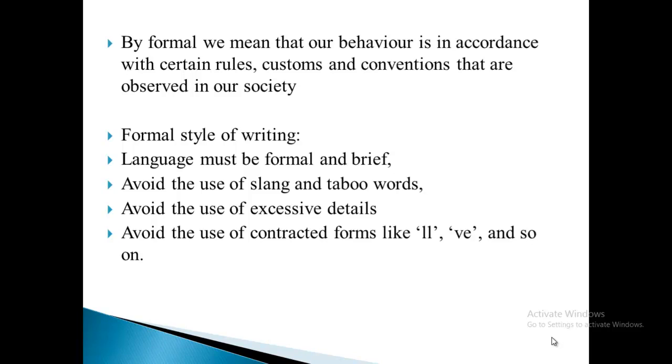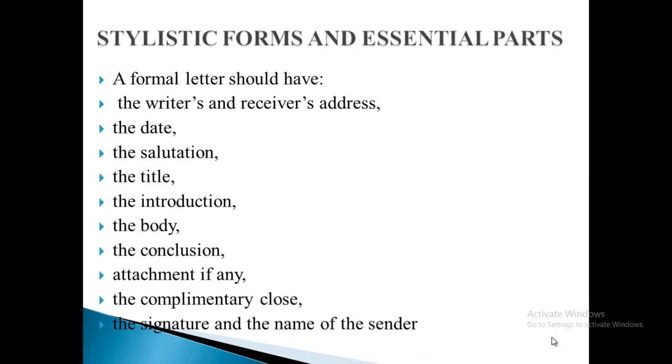Formal style of writing. In any piece of writing that is a formal one, make sure your language is formal and brief. Avoid the use of slang and taboo words. Avoid the use of excessive details, because too many details bore your reader. Make sure your points are short and direct. Avoid the use of contracted forms like won't, haven't, and so on. You use the contracted forms when you are writing informal letters or when you are speaking.